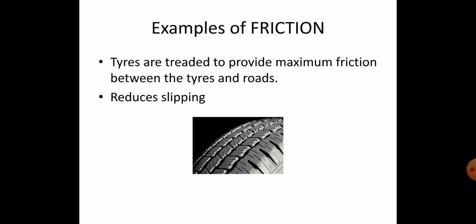The friction is between the tires and the roads. Why do we want this friction? Because the tires should not slip. Slip means when the brake is applied, the tires should not slip. They should have the grip to stop the vehicle. So to avoid slipping, we tread the tires. Tread means the tires are made with designs according to the tire size and shape.